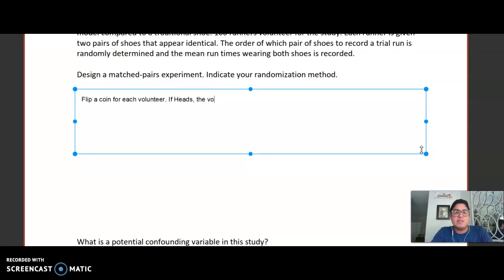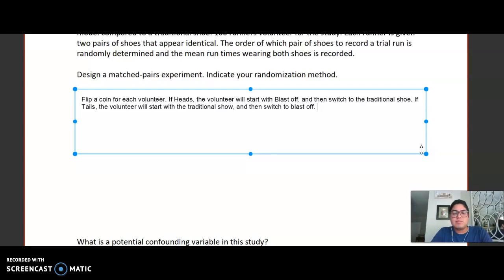If heads, the volunteer will start with Blast-Off and then switch to the traditional shoe. If tails, the volunteer will start with the traditional shoe and then switch to Blast-Off. Record the mean run times for both shoes for each runner.